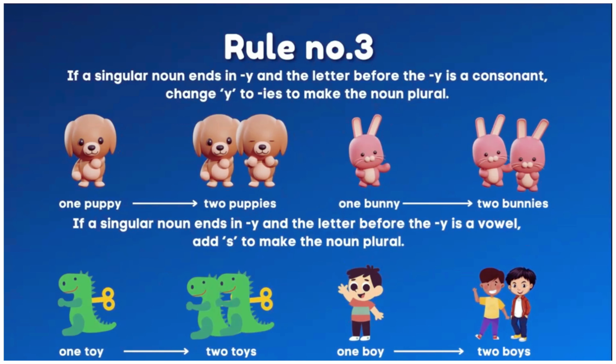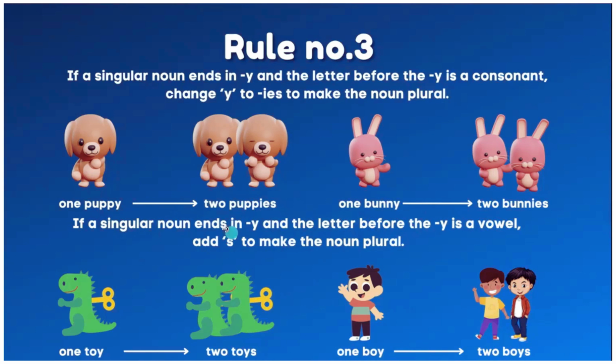Rule number 3. If a singular noun ends in y and the letter before y is a consonant, then we need to change y into ies to make it plural. One puppy, the noun ends with y, so we are replacing y with ies. One puppy, two puppies. One bunny, two bunnies.